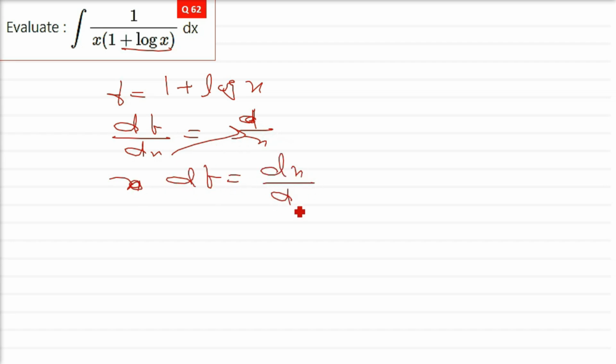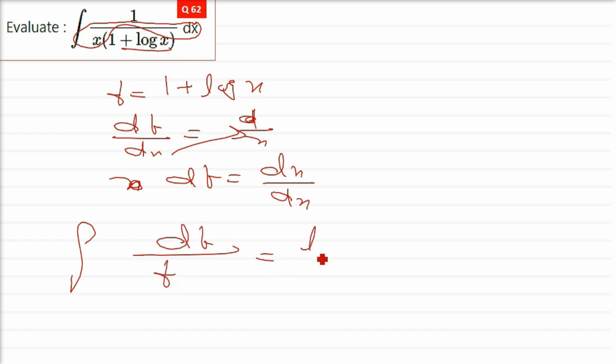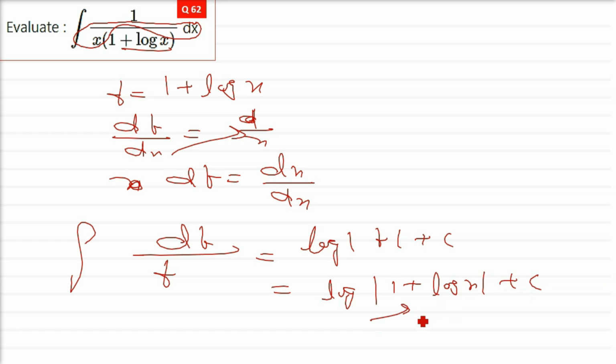Now dx by x is already in the question. It's not dx by x, dx, sorry for that. It's just dx by x. So dx by x can be written as just dt. 1 plus log x was taken as t. So dt by t, which is log t in the modulus plus constant of integration. Log in place of t, replace it by 1 plus log x. Write log of 1 plus log x plus a constant of integration. It's your final result.